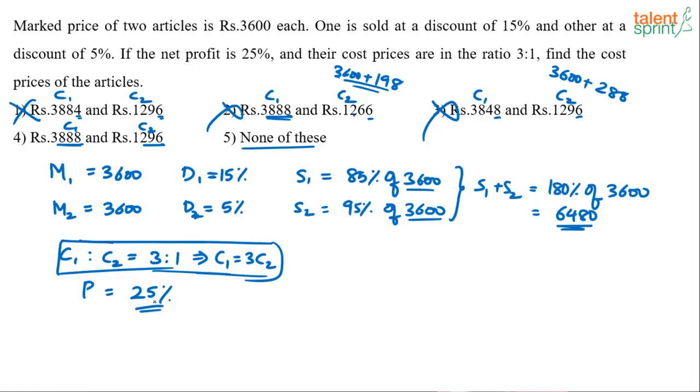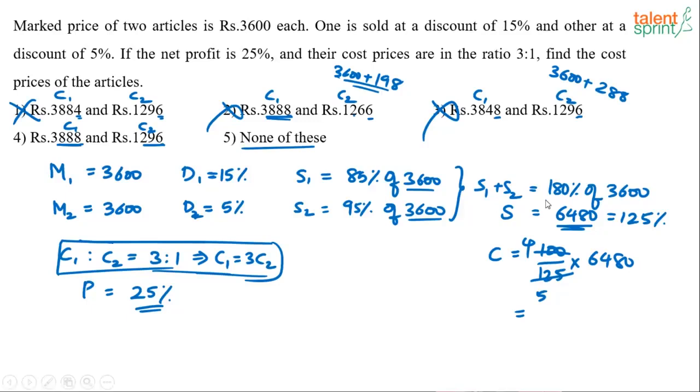And the profit is 25%. So what should be the total cost price? Total selling price S is equal to this. What should be the cost price? Cost price should be 100 by 125. See, profit is 25%, right? Meaning 125% is 6,480. So if 125% is 6,480, 100% is equal to what? Cross multiply. So you will get, basically, 4 by 5 times 6,480. So 4 by 5 of 6,000 is 4,800. 4 by 5 of 480. Are you getting it? Just do this calculation.